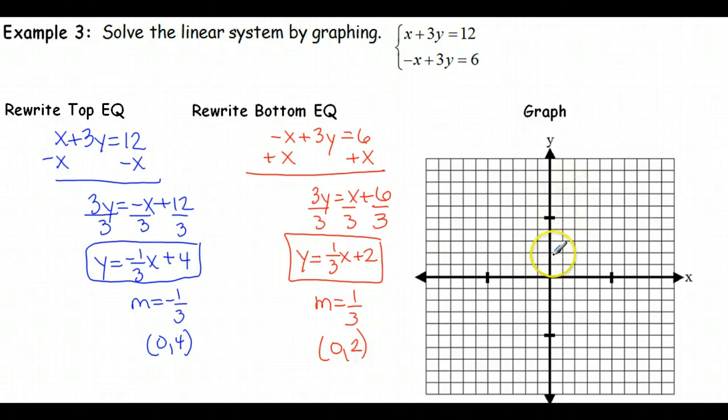The first one I'll go ahead, since I'm already in the red pen, we've got a y-intercept of 2 with a slope up 1 over 3, up 1 over 3, or we can go the other way, down 1, left 3, down 1, left 3. And I can go ahead and connect my line.